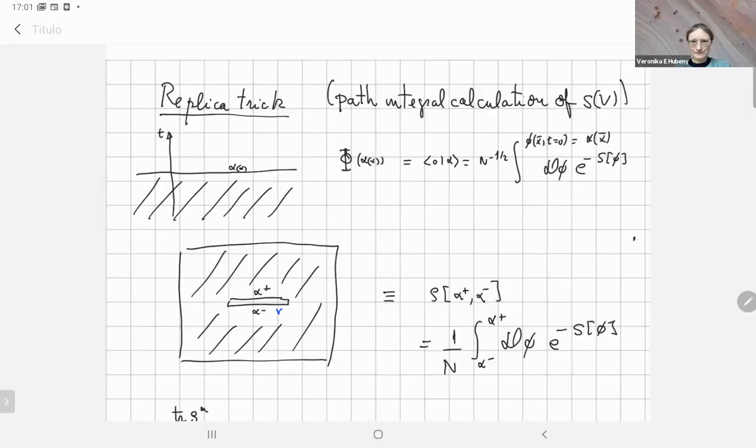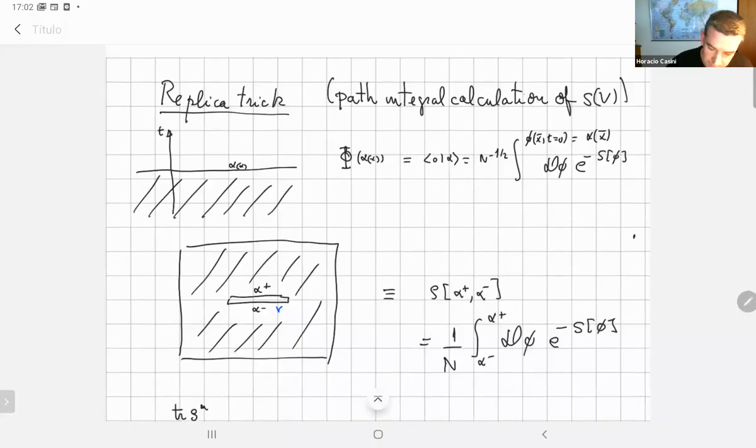Well, I will start from the point I left yesterday. I was describing the replica trick to compute the entanglement entropy with the path integral directly in the continuum. So the idea was first we have the vacuum wave functional. Let me put this.